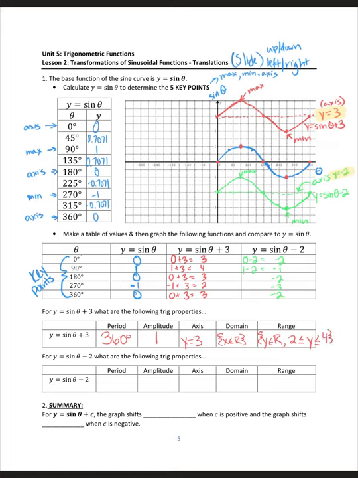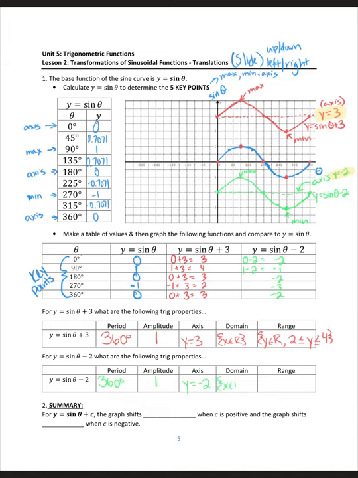Okay, let's take a look at the other graph where we subtracted 2. So my period is still 360 degrees. That didn't change. Our amplitude is still 1. Our axis now is going to be a negative 2. It's that horizontal line that cuts the graph in half.